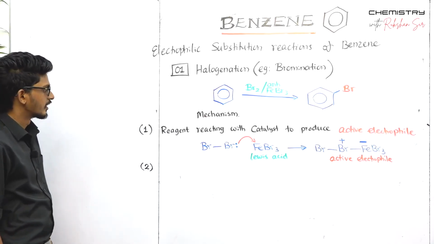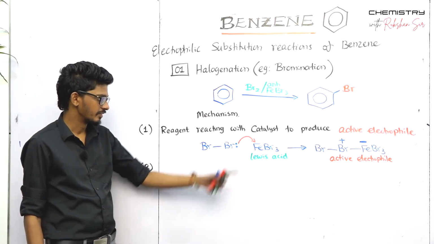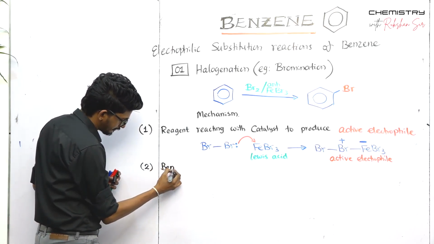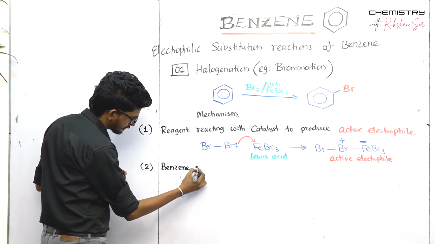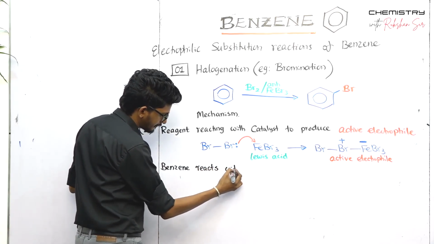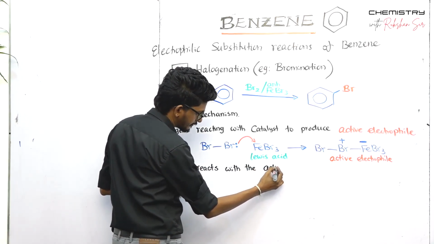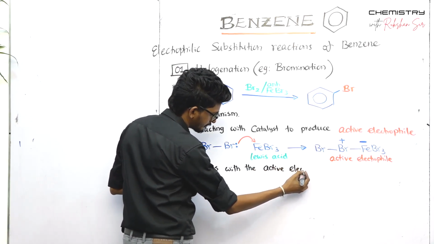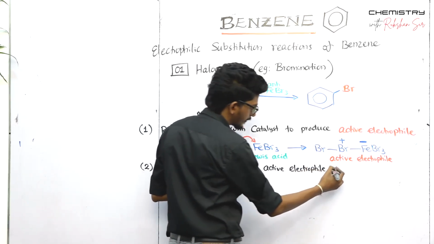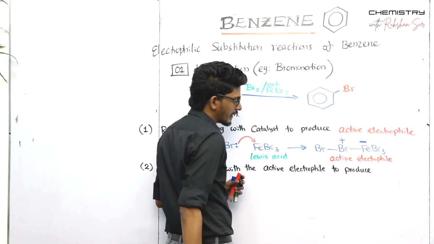So the second step is actually benzene reacting with the active electrophile. So benzene reacts with the active electrophile to produce arenium ion.